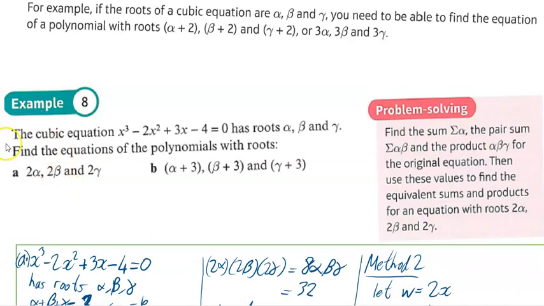Okay, so we're going to look now, same question. We're going to look just at a second method to do this. So remember we had the original polynomial, which had roots alpha, beta, gamma, and we had to find the equation of the polynomial with new roots, 2 alpha, 2 beta, 2 gamma. So the linear transformation was just multiplying by 2.